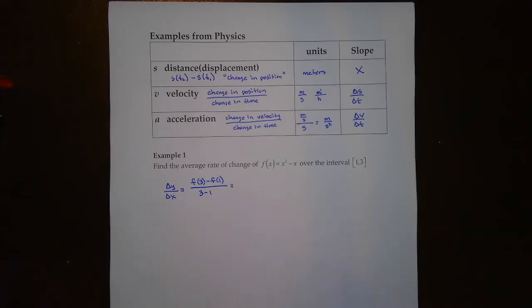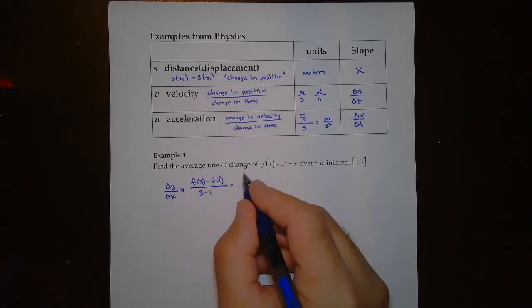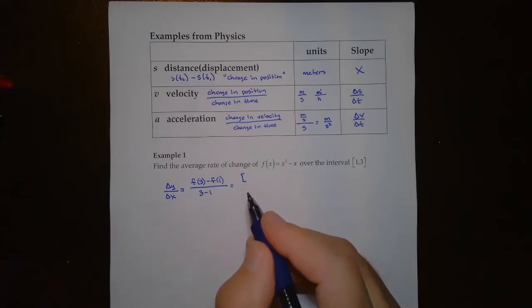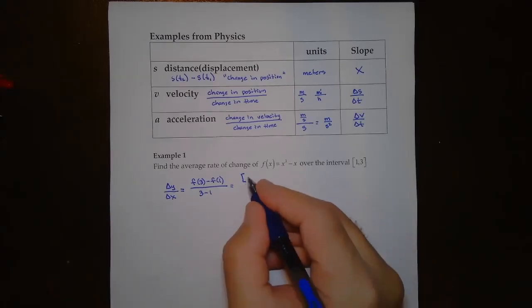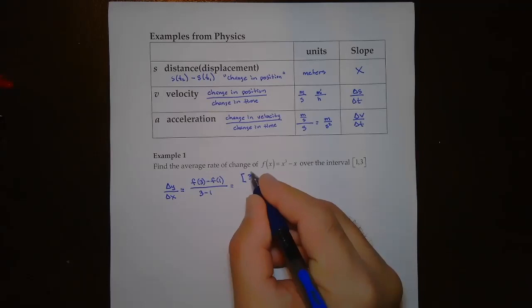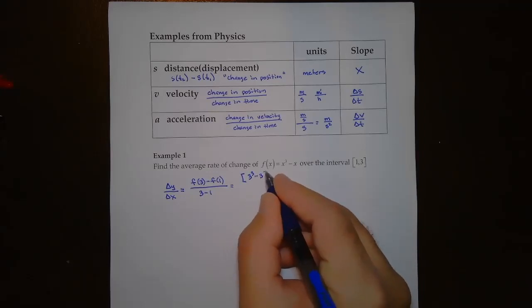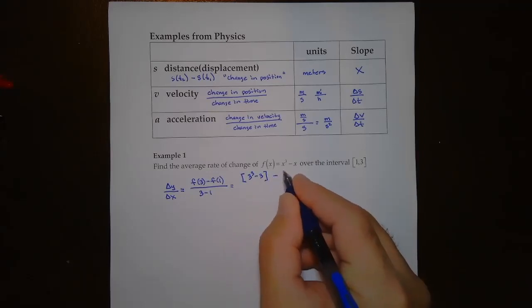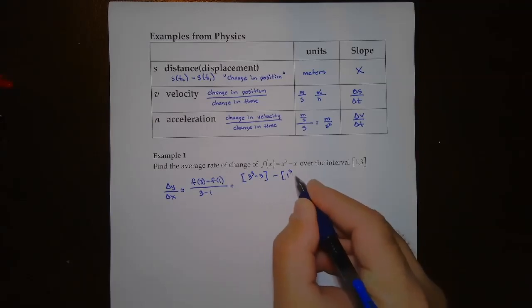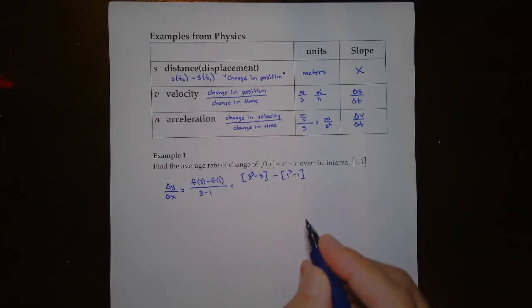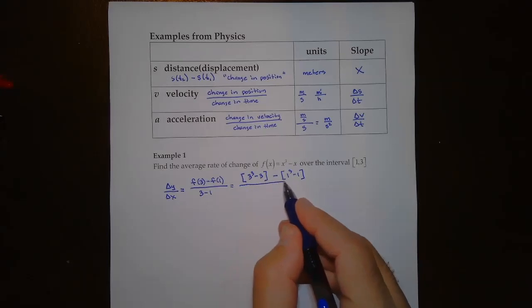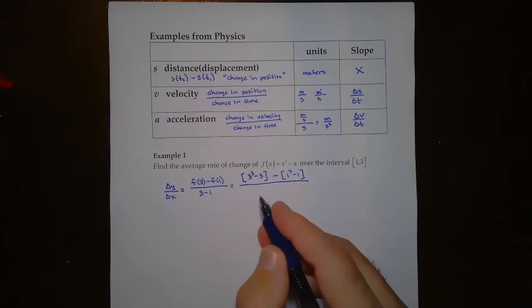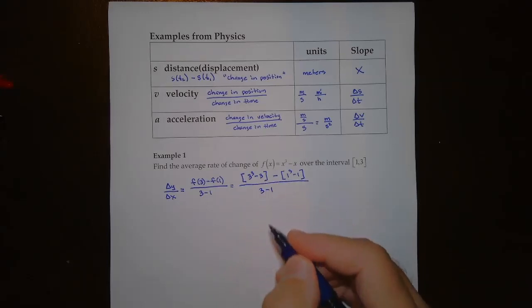Now, for reasons that you don't know yet, don't do this in your head, okay? Learn to write it out like this, okay? So we're going to use a bracket, and this first bracket is us putting the 3 into the function. So that'd be 3 cubed minus 3, and then minus, and then 1 cubed minus 1. I realize a lot of you are good at math, and you can do this in your head. That's not the purpose of this, okay? Just know that's not it, all right?